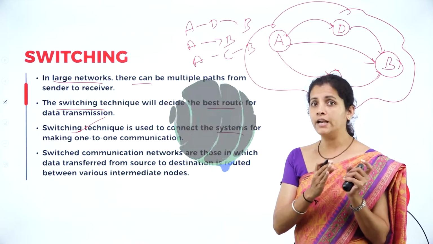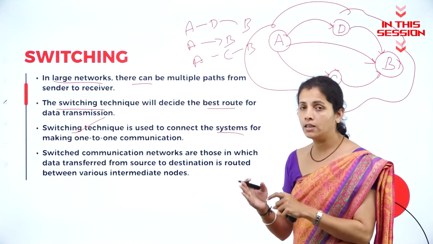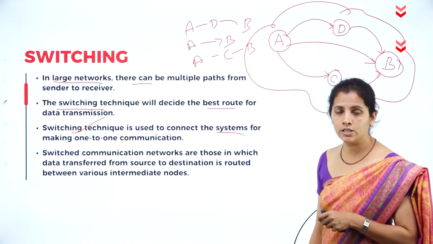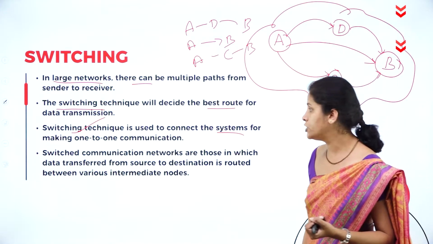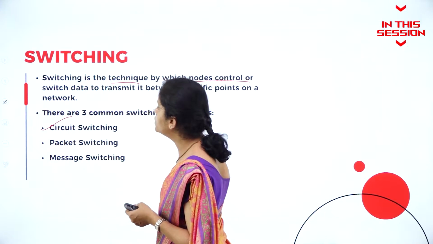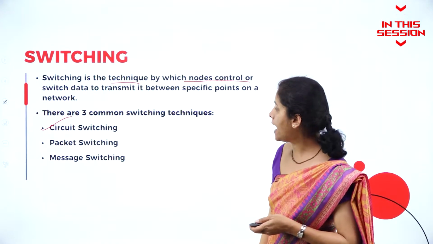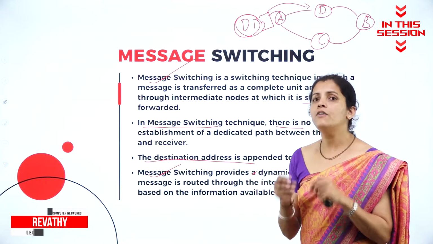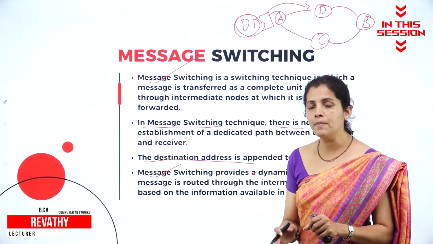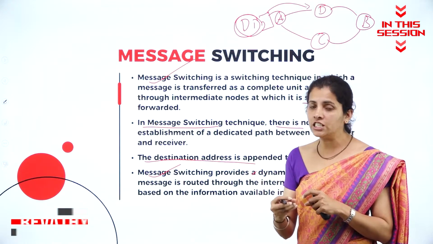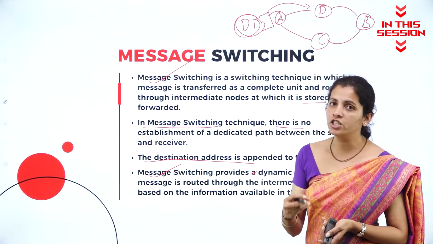To transfer the data from one node to another node, I must require one-to-one connection or point-to-point connection. And there are three types of switching: circuit switching, packet switching, and message switching. Static in the sense what? A fixed route. Each time I want to follow the same route. But what about dynamic? Each time I can change the route.